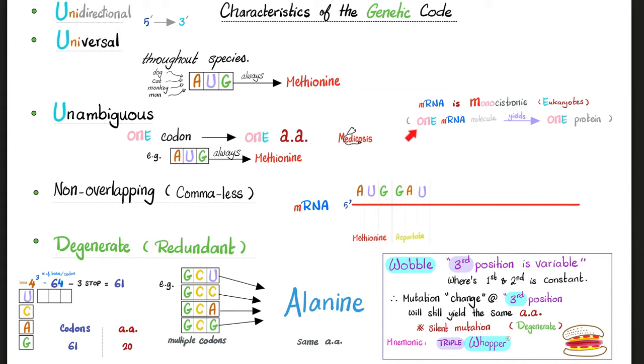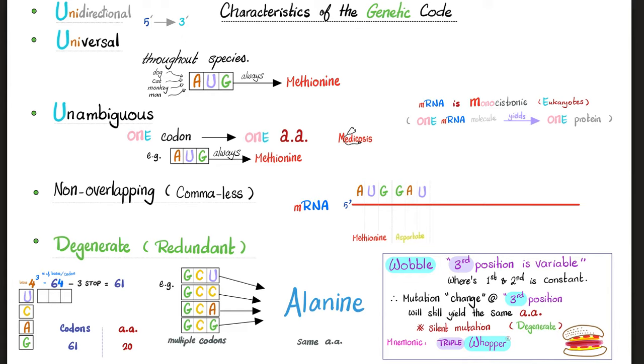Also, I want you to make the link between unambiguous and monocistronic. What does unambiguous mean? It means one codon always gives one particular amino acid. What does monocistronic mean? It means one mRNA molecule yields only one protein and not more.